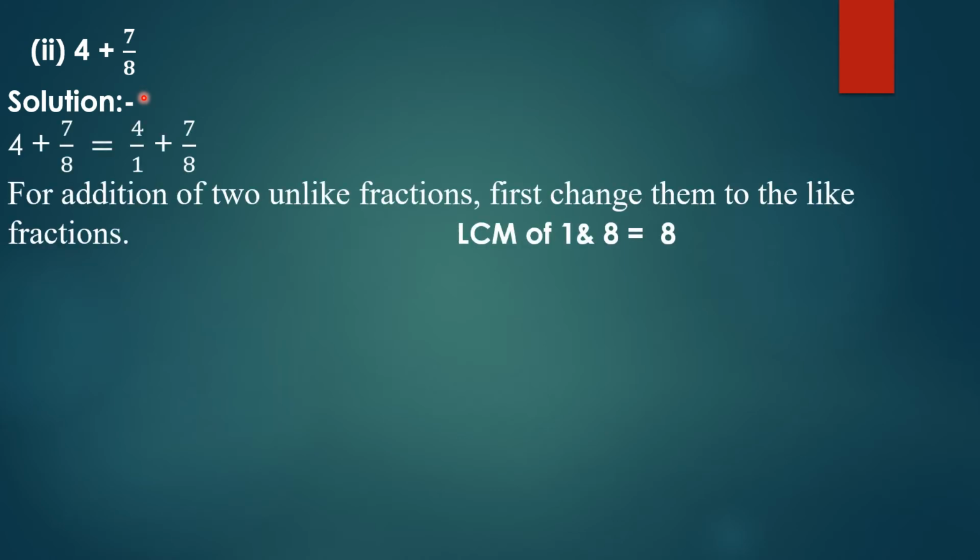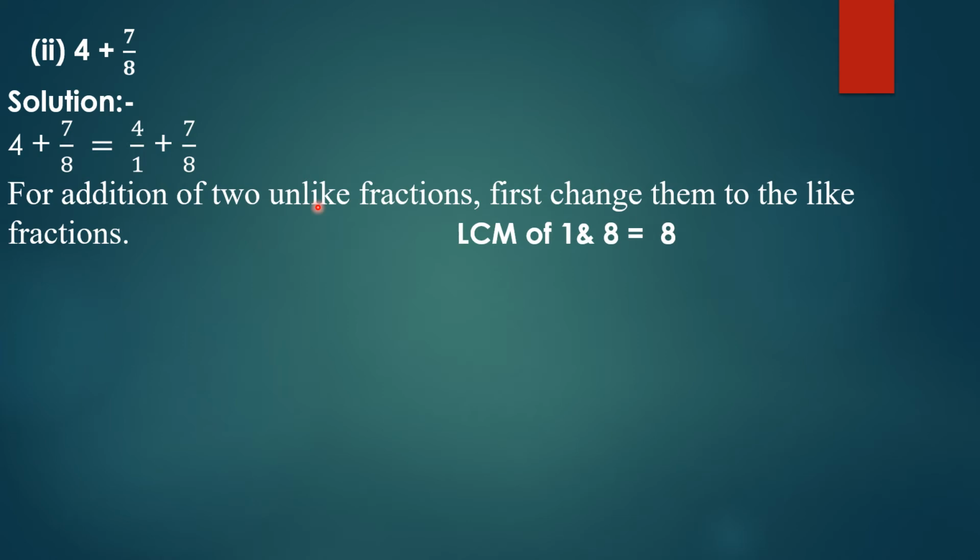The next question is 4 plus 7 by 8. So now let us see how to solve the given question. So write down 4 plus 7 by 8. So here 4 is to be converted in the form of a fraction. Therefore 4 divided by 1. Write down 4 as 4 by 1 plus 7 by 8. Here we have the different denominators 1 and 8. Therefore these two are unlike fractions. Now we have to convert the unlike fractions into like fractions.